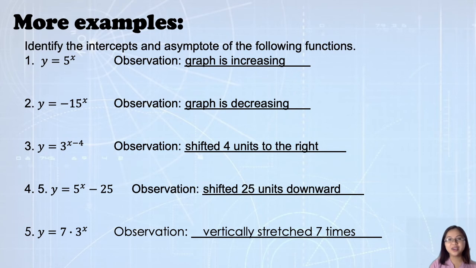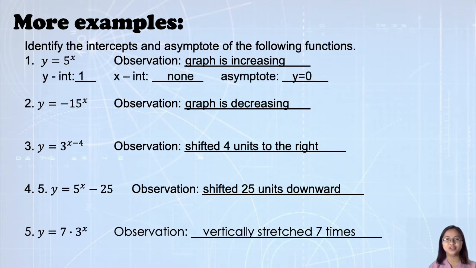Let's have more examples of exponential functions, but we're going to find it out without even graphing. So we have y is equal to 5 to the x. It's a form of a parent function. Therefore, y-intercept is equal to 1, x-intercept none, and the asymptote is y is equal to 0.